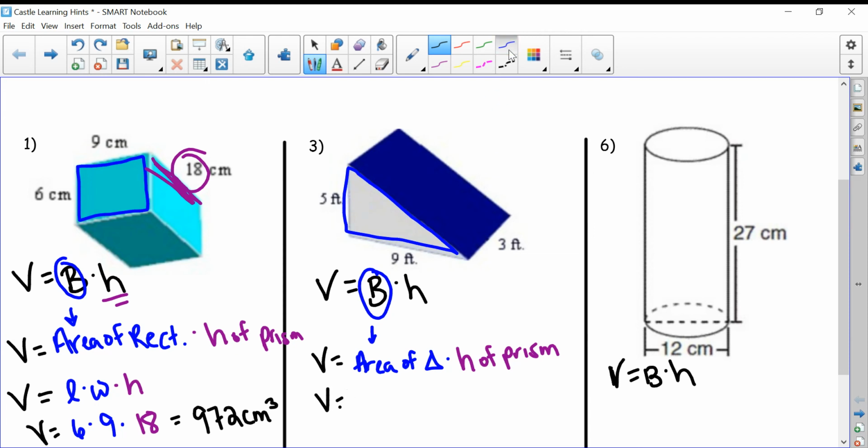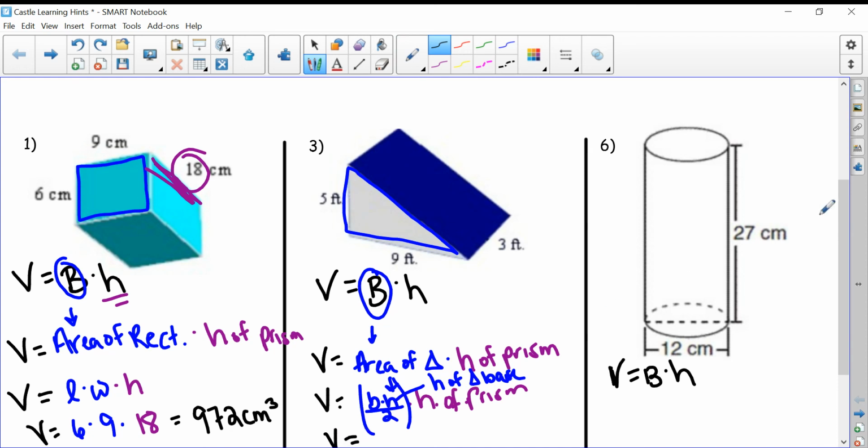So now I know that my area of a triangle is base times height divided by 2, times the height of the prism. Now, you will see here that there are two heights going on. This purple height is the height of the prism, as I've just said. This blue height is the height of the triangle base. So there are two kinds of heights going on in this figure.